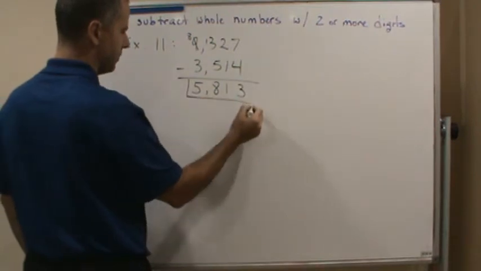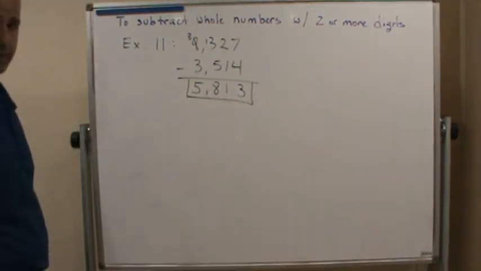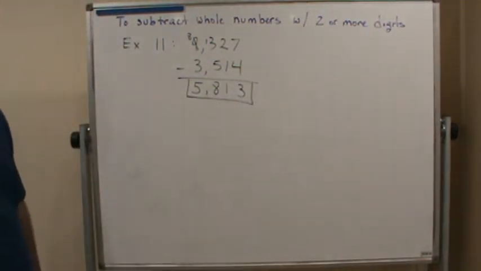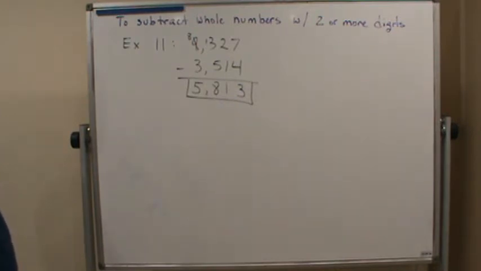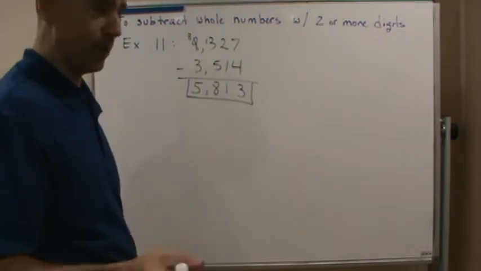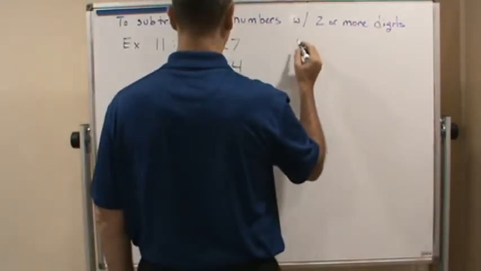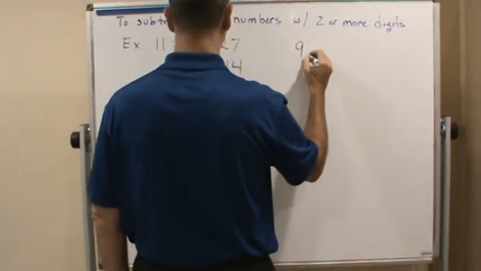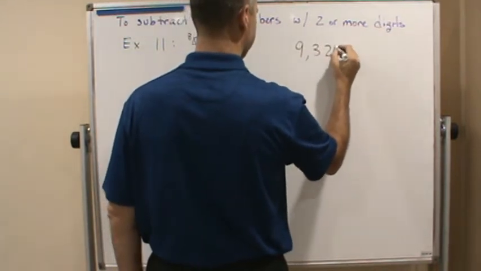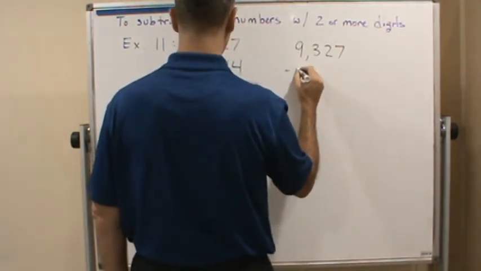And so the answer, the difference, is 5,813. And that's it. There is another way of doing this that I'll show you. Just a different method.